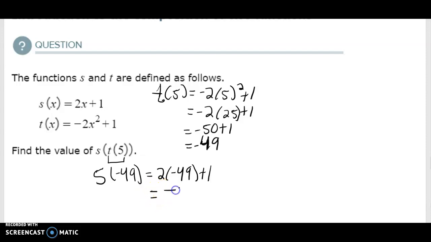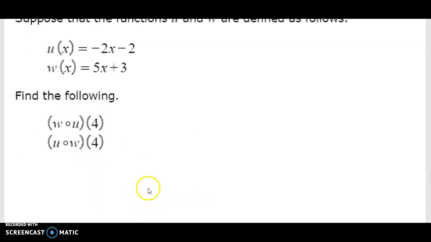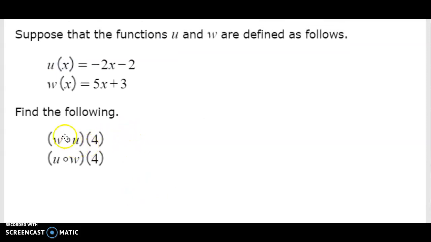And that gets us to -97. So I know the s function, when I put in a t of 5, I get out -97. So this you would say s of t of 5 is -97. This is a similar idea, just a different notation.